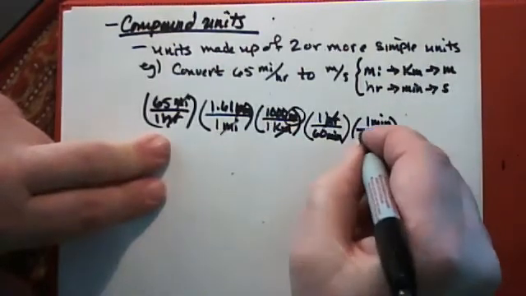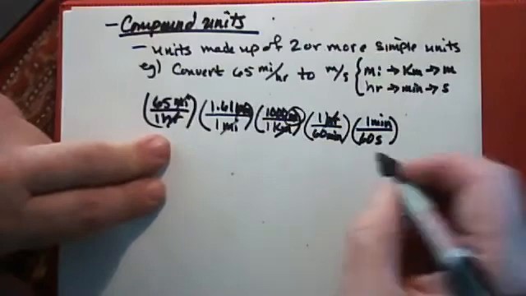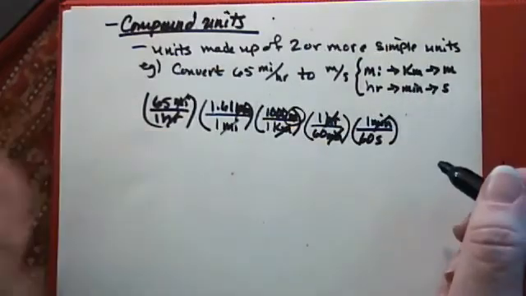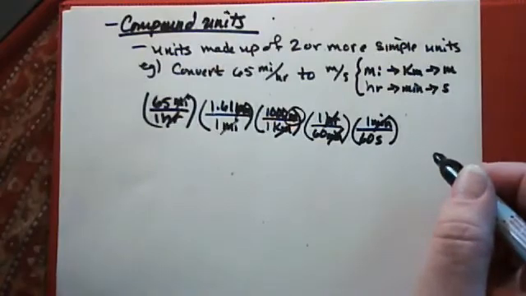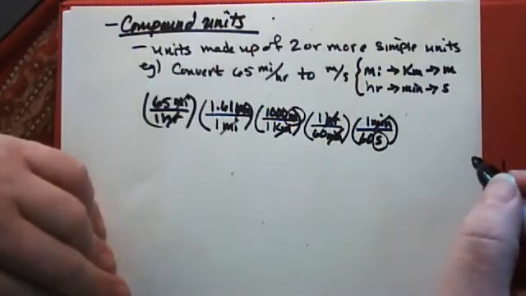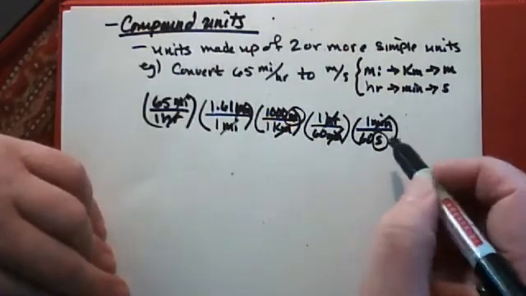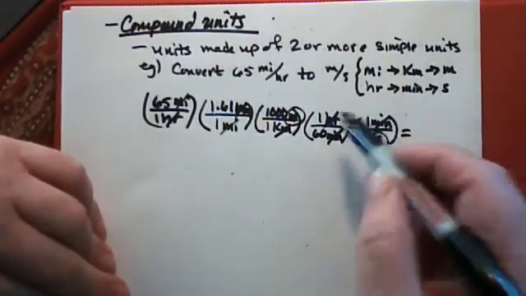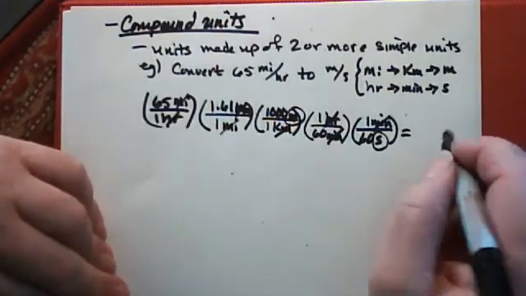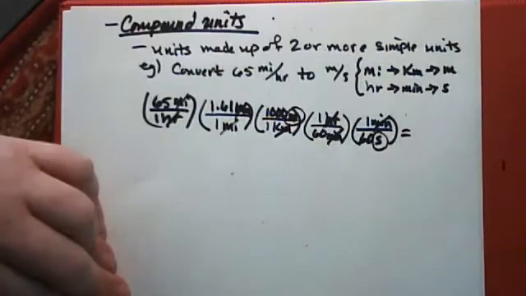There's 1 minute for every 60 seconds. And remember, you want minutes in the numerator because those units were in the denominator, and you want them to cancel. And you want the new unit to be in the denominator. And so now, if you multiply this out, you will have units of meters per second, because those are the two units that haven't canceled out yet.